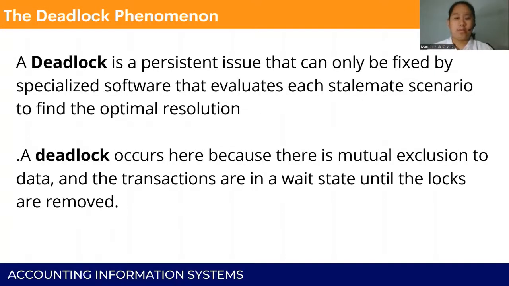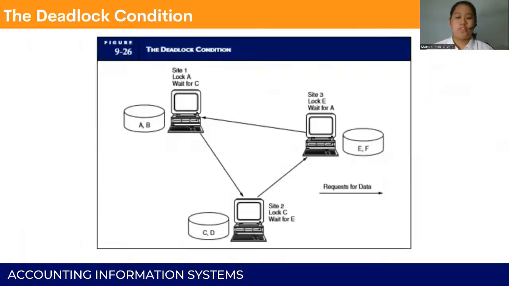Accountants need to be aware of the problems with deadlock resolutions because of the implications for transaction processing. For site 2 naman, meron siyang lock sa C and waiting for E. Finally, yung sa site 3 has a lock on E and is waiting for A naman.